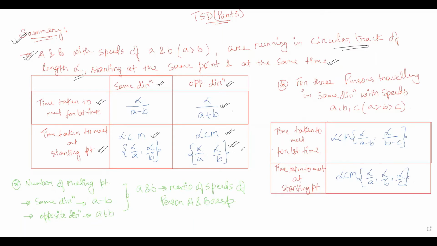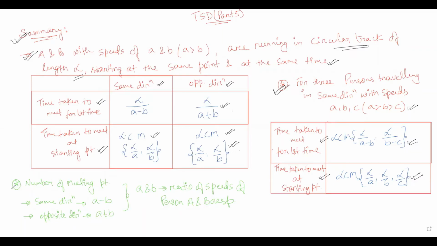In a similar way, if I have three persons traveling in the same direction with speeds of small a, small b, and small c, in that case, the time taken to meet for the first time would be the LCM of L upon a minus b and L upon b minus c. And the time taken to meet at the starting point would be the LCM of L by a, L by b, and L by c.